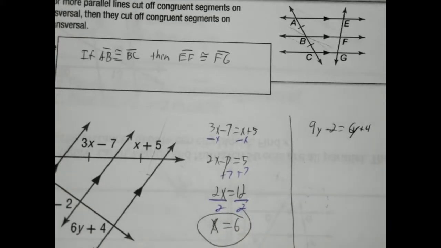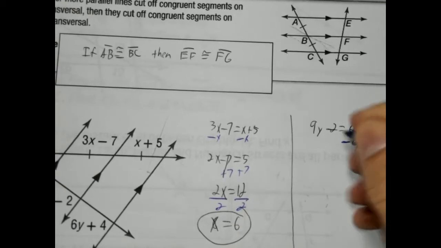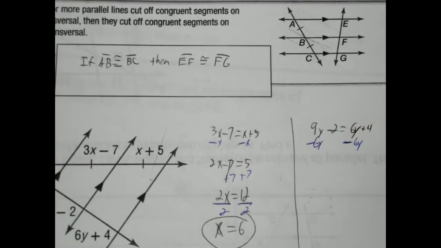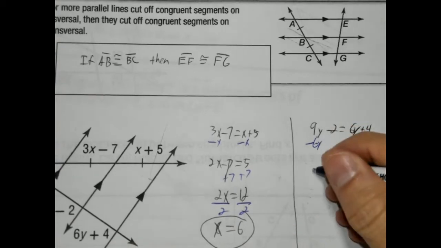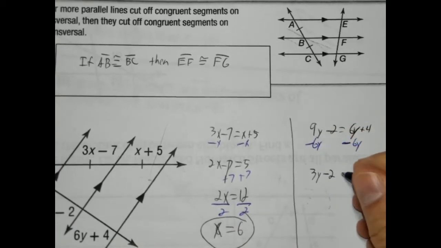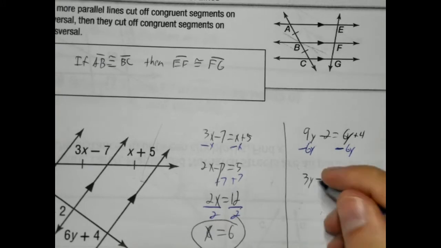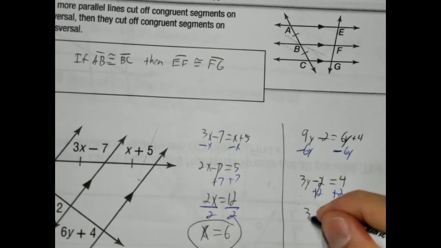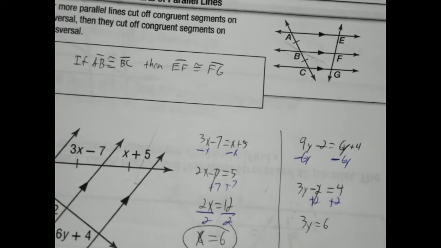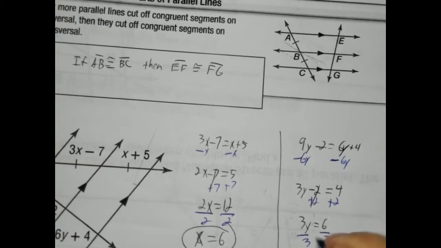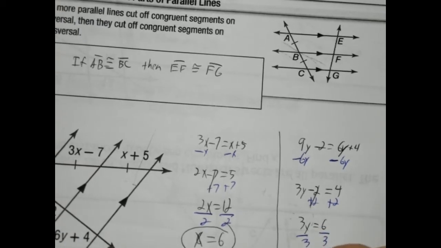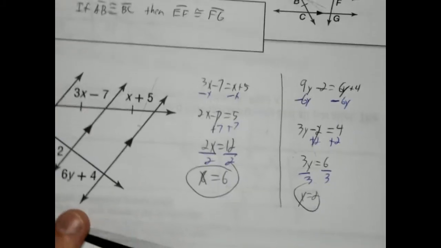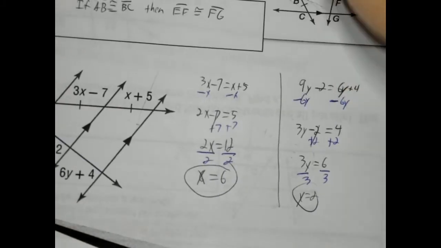Okay. Here we're going to subtract 6y. 9y minus 6y is going to be 3y minus 2 equals 4. We're going to add 2 to both sides, and 3y equals 6. Divide by our coefficient, which is 3, and y will be equal to 2. There we go. Alright, let's see the next one.